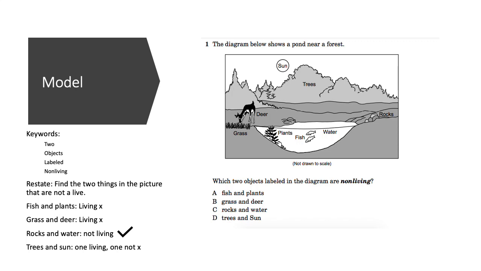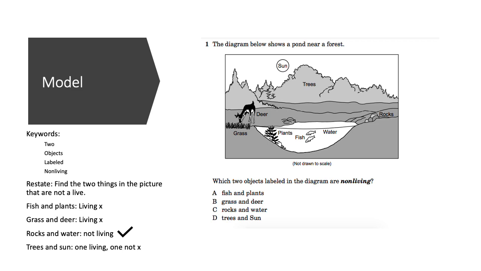I'm going to show you an example of elimination. First and foremost, I need to read the question. The diagram below shows a pond near a forest. Which 2 objects labeled in the diagram are non-living? So my keywords for this are 2 objects labeled and living. When I restated the question, I got, find the 2 things in the picture that are not alive.